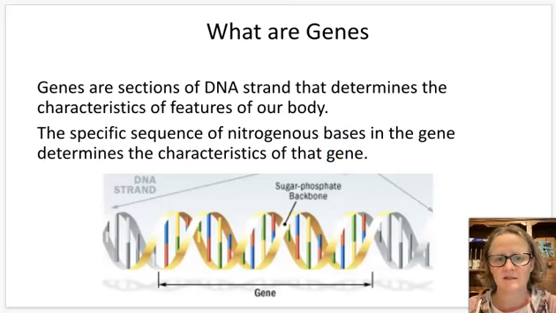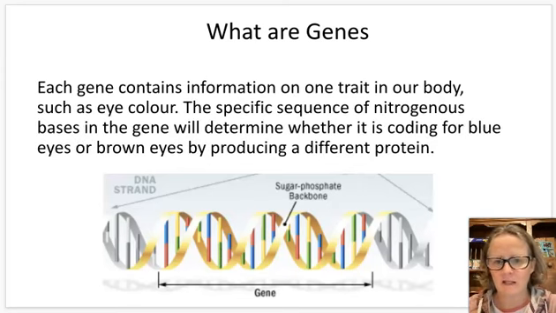So what are genes? Well, genes are actually sections of DNA, and they determine the characteristic or feature in our body. And specific sequences of nitrogenous bases, so in other words, the A's, the T's, the C's, and the G's, form a different pattern. And in the gene, that pattern or alphabet or order, that's what determines what the characteristic is that that gene is coding for.